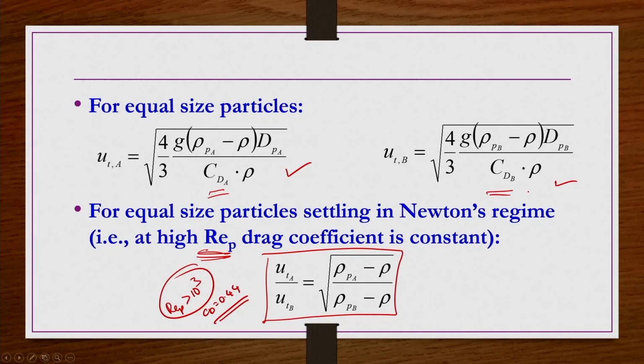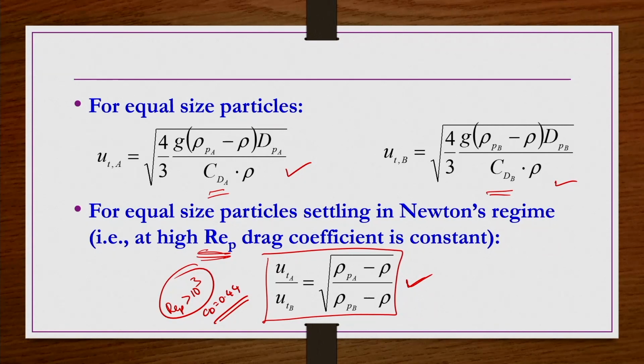So, then we can write UTA by UTB. Previously, when the settling velocities are equal, we saw the ratio of particle sizes having equal settling velocity. Now, here we are trying to find out for equal size particles. When you keep the size of the particles the same, their corresponding terminal velocities are going to be different anyway because of the density difference, right. So, what is the ratio of those two terminal velocities? That is what this is, and this is for the Newton's flow regime.